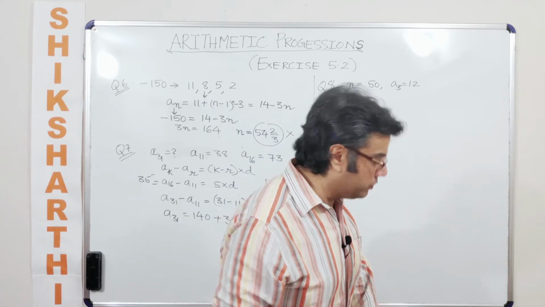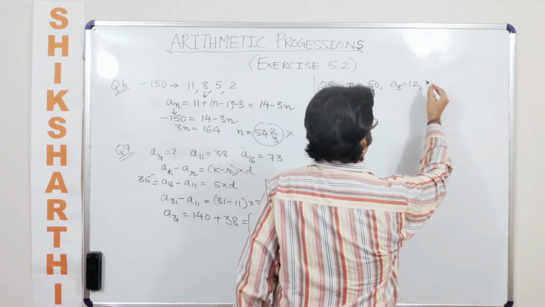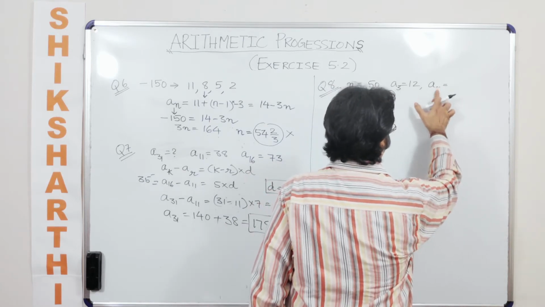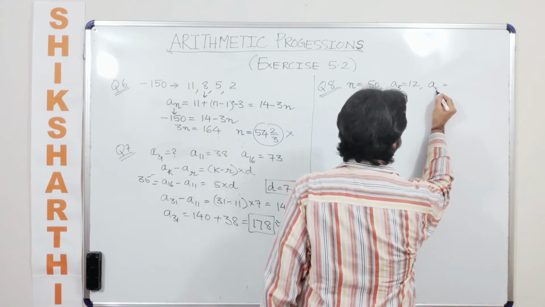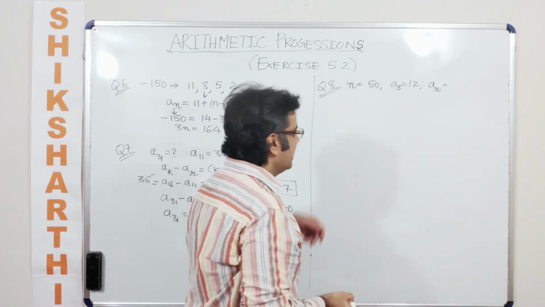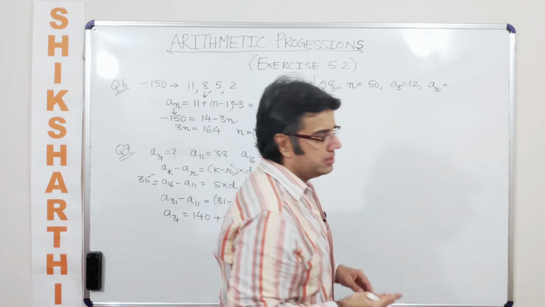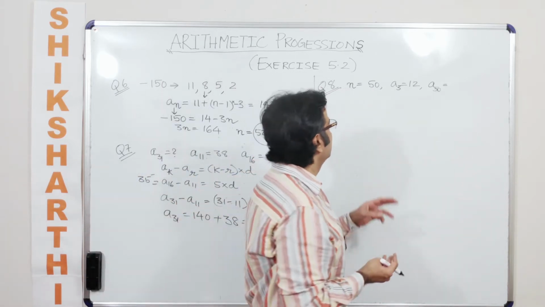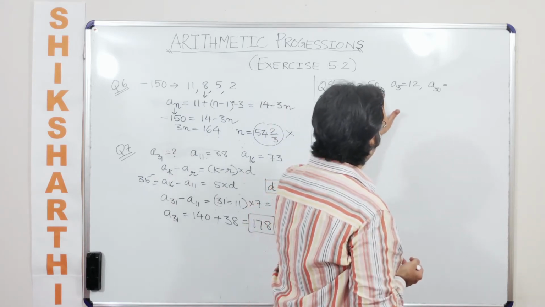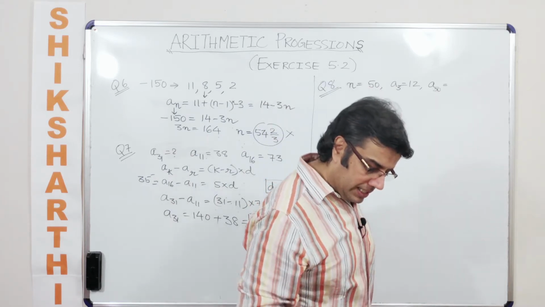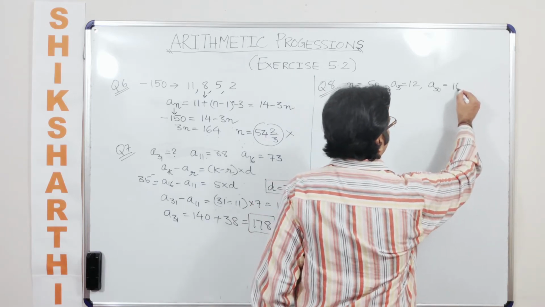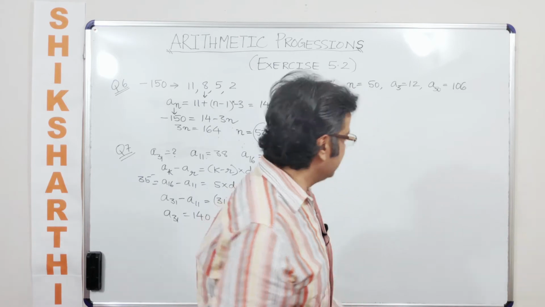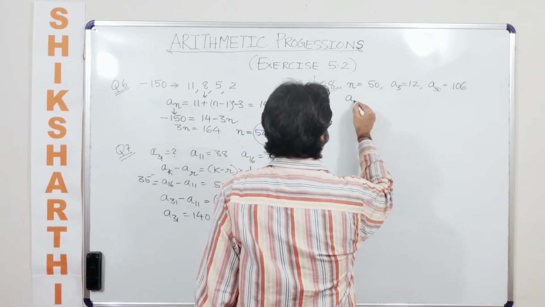You are supposed to find out the 29th term. The last term here, they are referring to a50, because if the number of terms is given to you as 50, then the last term is the 50th term. So a50 they have given to you as 106. And they are asking you to find out the 29th term. So almost a similar question as we had done in question number 7.